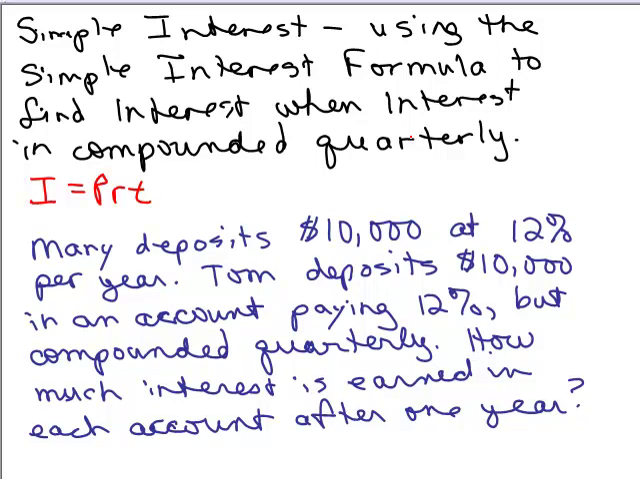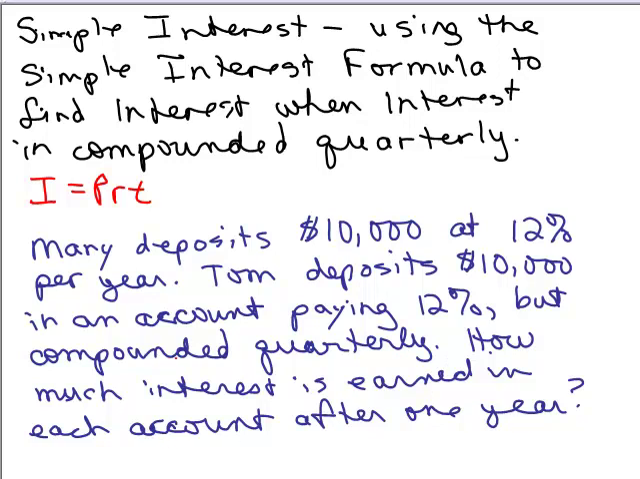So here's the problem. Mary deposits $10,000 at 12% per year. Now we're going to assume this is simple interest unless stated otherwise. Tom deposits $10,000 in an account paying 12%, right? So it seems the same so far, but compounded quarterly. How much interest is earned in each account after 1 year?